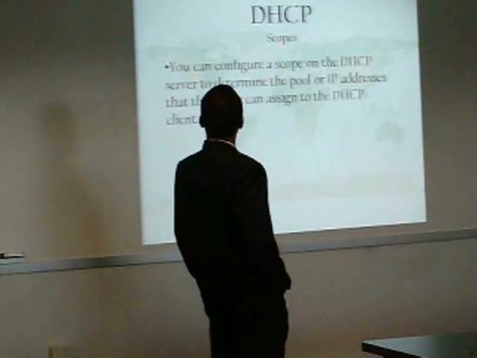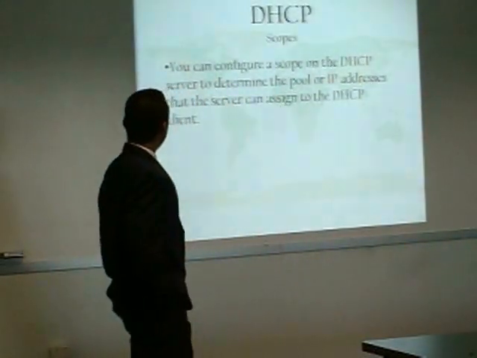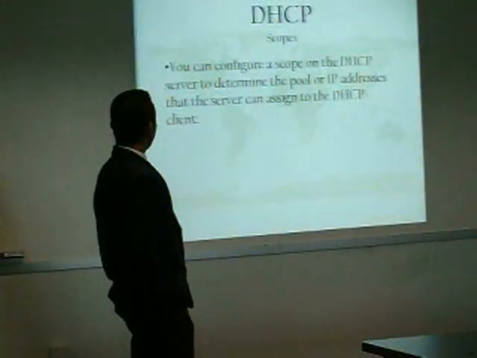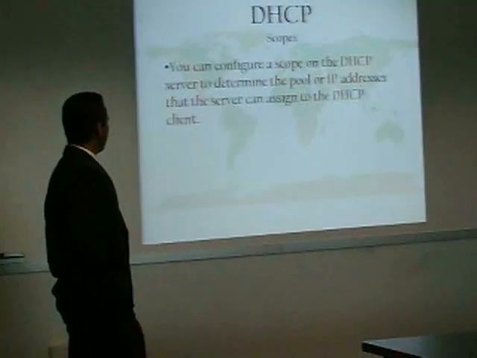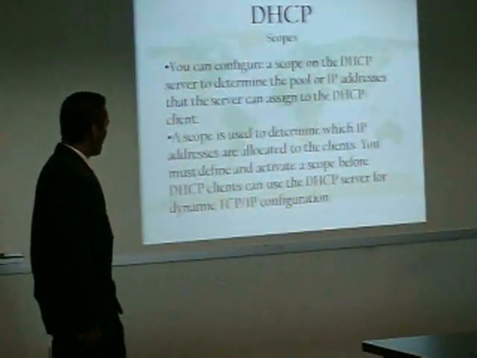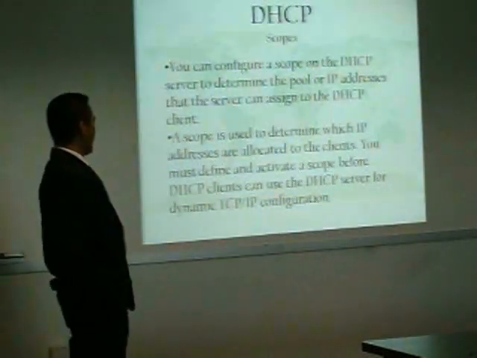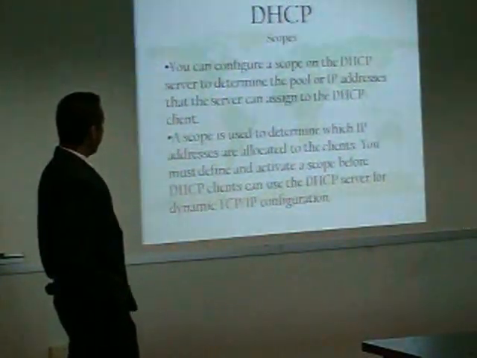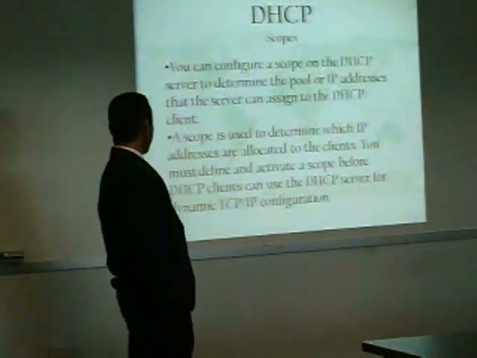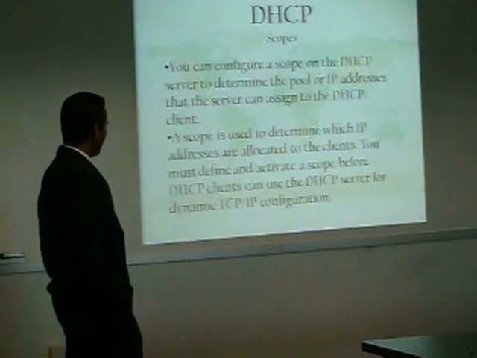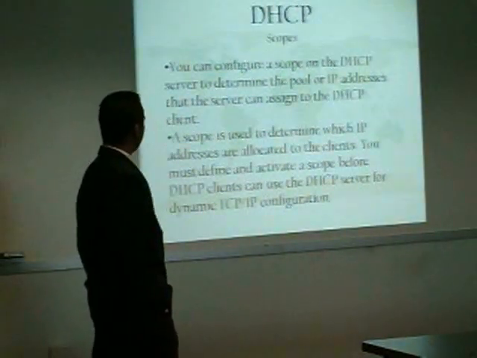And DHCP scope, you can configure a scope on the DHCP service to determine the pool of IP addresses that the service can assign to the DHCP clients. A scope is used to determine which IP addresses are allocated to the clients. You must define and activate a scope before DHCP clients can use the DHCP service for dynamic TCP/IP configuration.